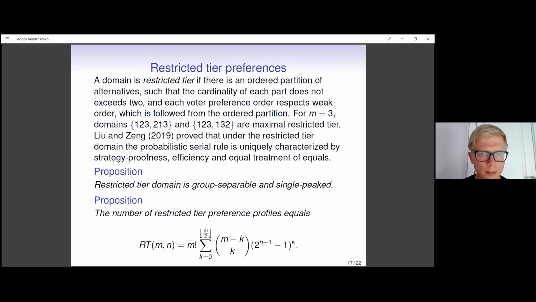Also, in some cases relevant, but not so important as in voting theory. And because of this, it's not important whether this domain is a maximal Condorcet domain or not. And we can consider these restricted tier preferences.